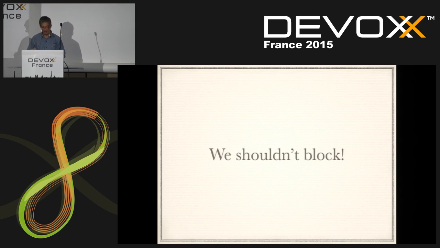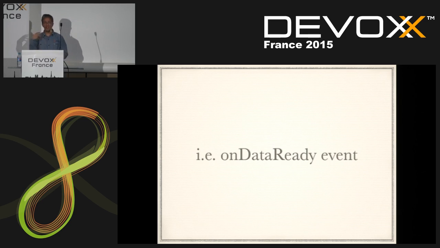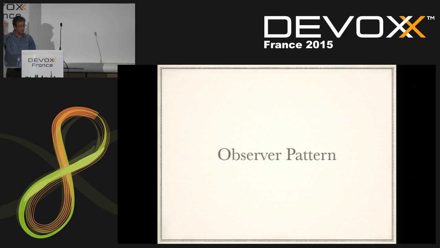So we shouldn't block. But if we think about what we're doing, we're actually waiting for data. So why are we waiting for data? Why not just get notified, right? Instead of waiting for data to come, why don't we just have this thing that we know very well, which is called an event? When some data arrives, it just raises an event and says, I'm here, data has arrived, on data event. So I can do that.